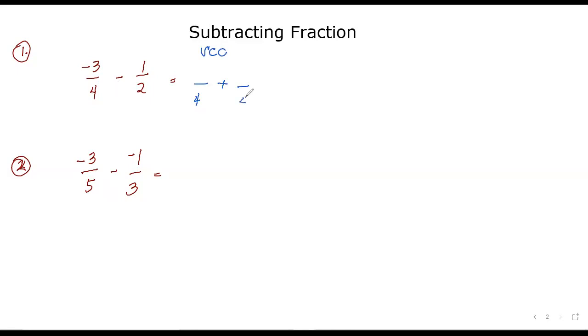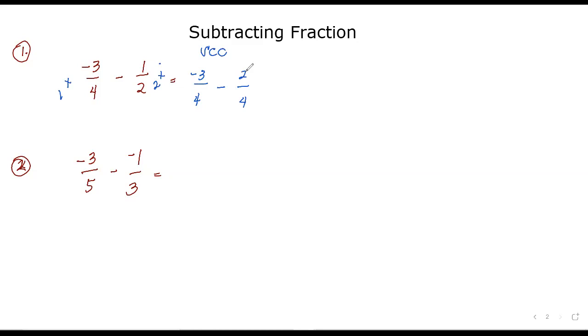So 4 divided by 4 is equal to 1. 1 times negative 3, the answer is negative 3. Okay, so this is minus. And then 4 divided by 2, the answer is 2. 2 times 1 is equal to 2.